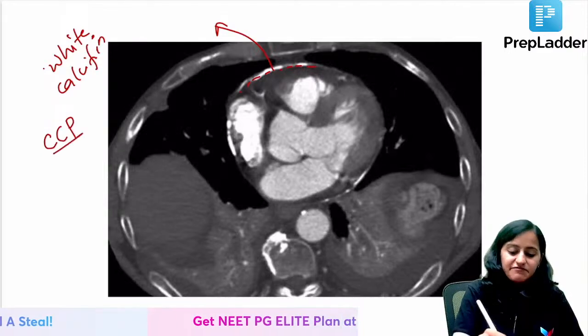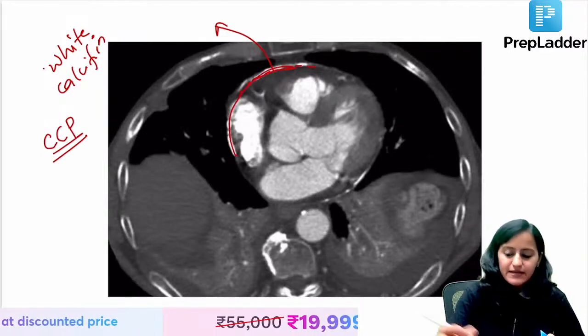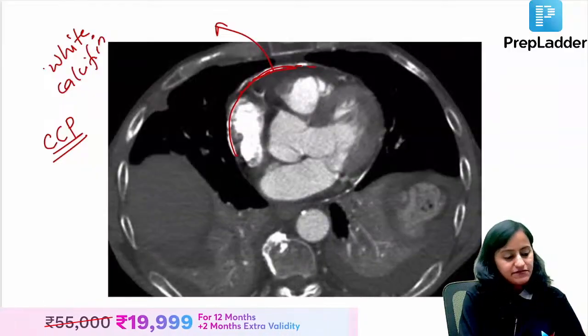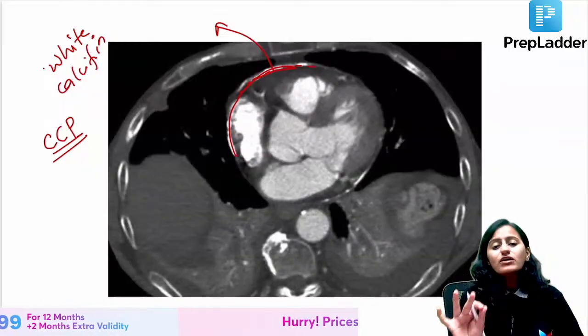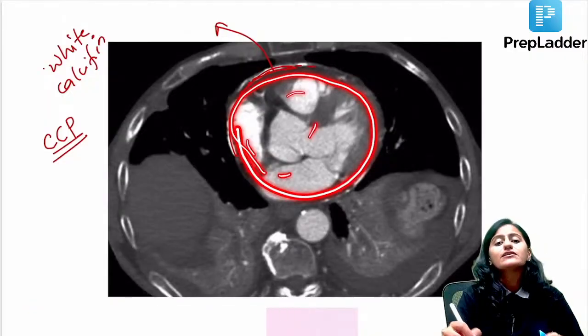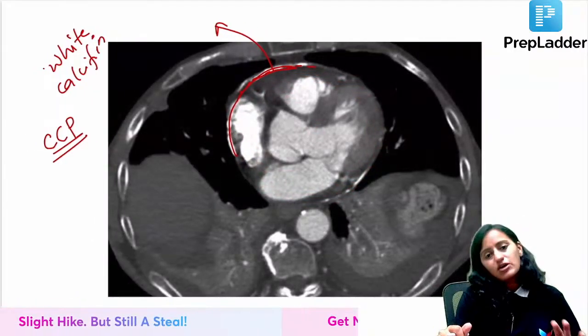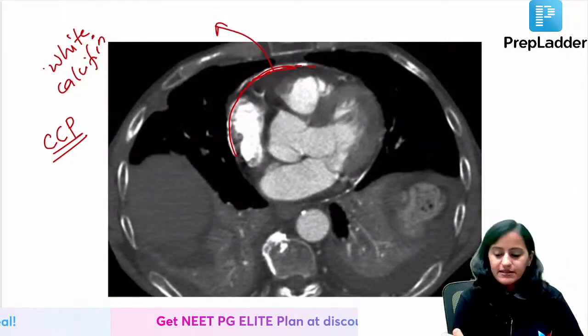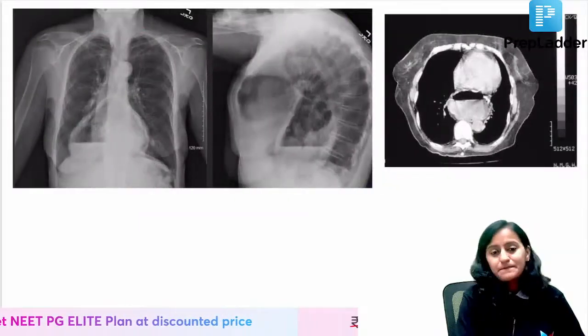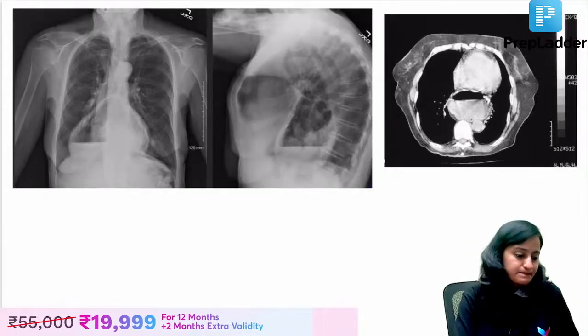This is calcific constrictive pericarditis. This is the white calcification, pericardial calcification. This entire thing is the heart containing the contrast. Surrounding that is the calcification, calcific constrictive pericarditis. Okay, clear with everyone? Right. Next one, interesting. Tell me guys, what do you think is the diagnosis here?